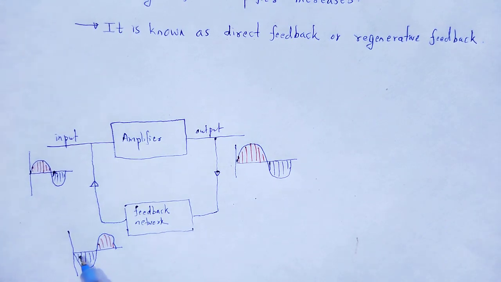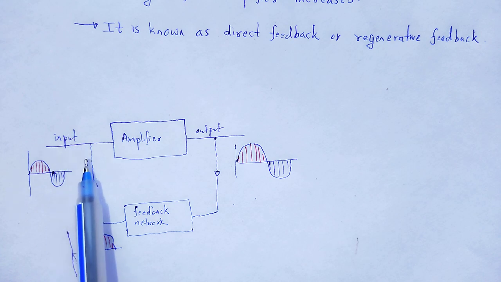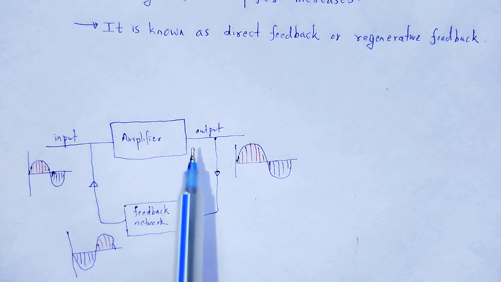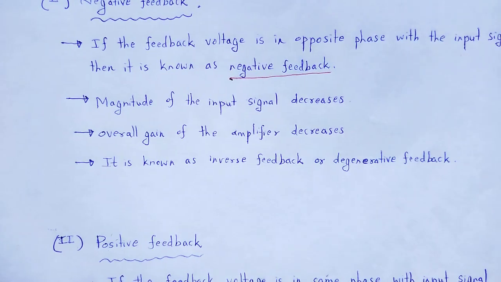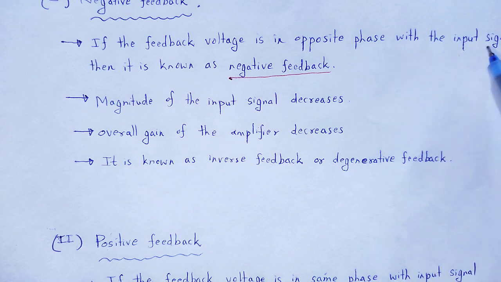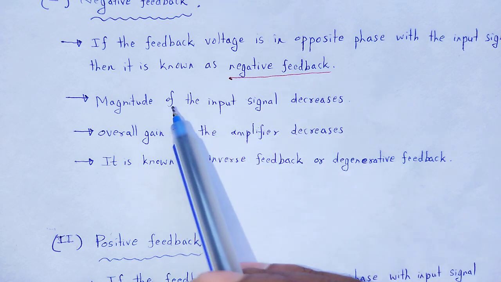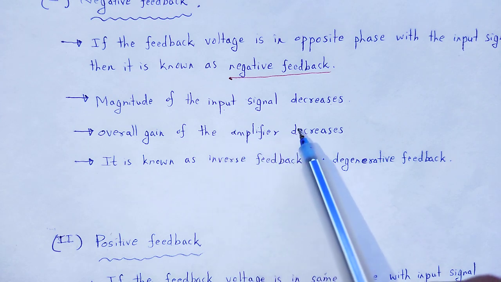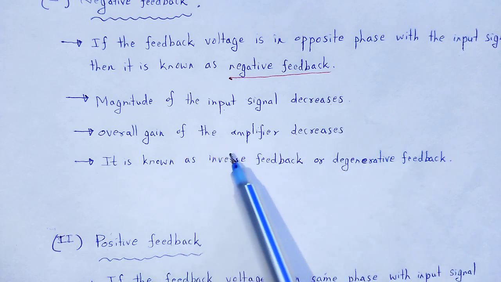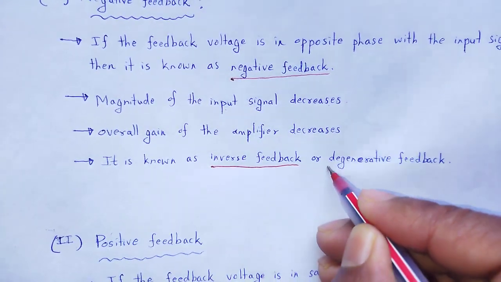As a result, the magnitude of the input signal decreases. That type of feedback is known as negative feedback. If the feedback voltage is in opposite phase with the input signal, then it is called negative feedback. Due to negative feedback, the magnitude of input signal decreases and the overall gain of the amplifier also decreases. That type of feedback we call inverse feedback or degenerative feedback.